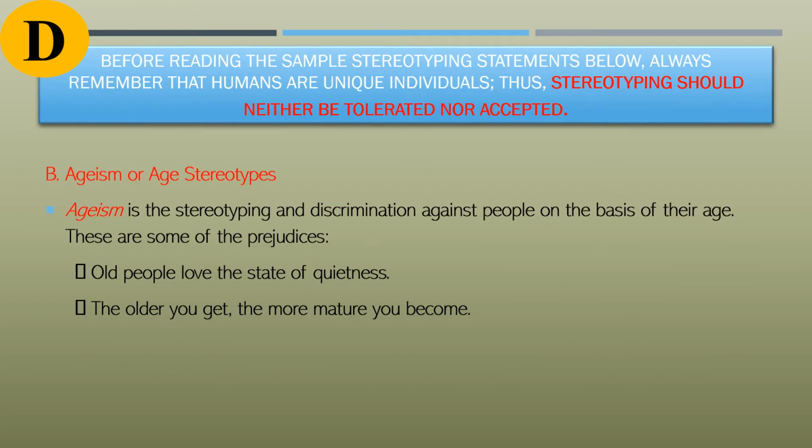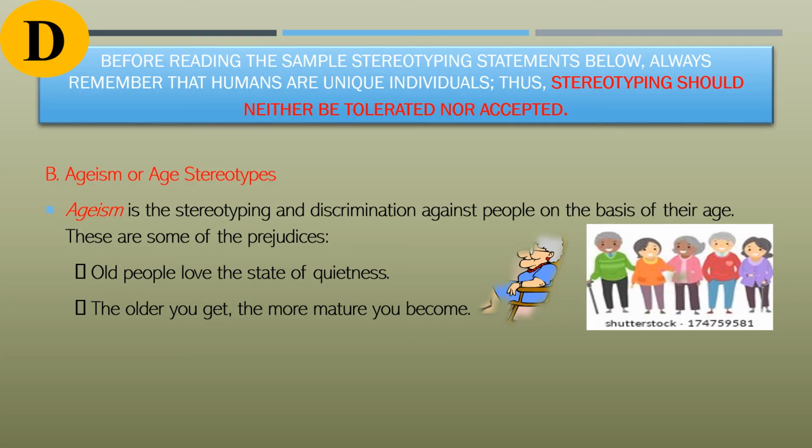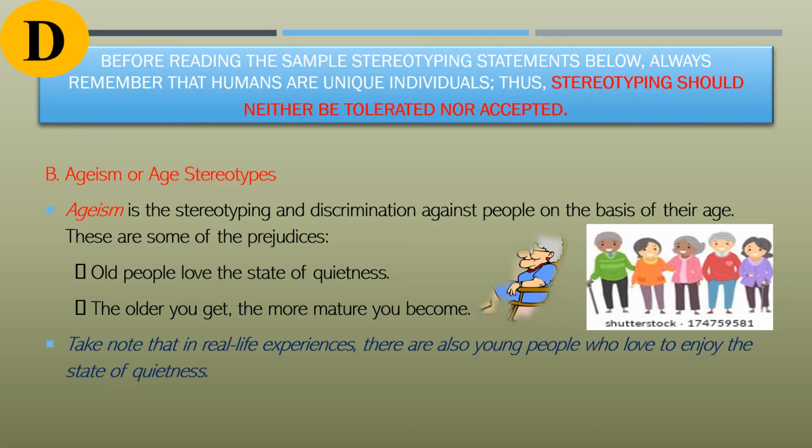Letter B, ageism or age stereotypes. Ageism is the stereotyping and discrimination against people on the basis of their age. These are some of the prejudices. 1. Old people love the state of quietness. 2. The older you get, the more mature you become. Take note that in real-life experiences, there are also young people who love to enjoy the state of quietness.